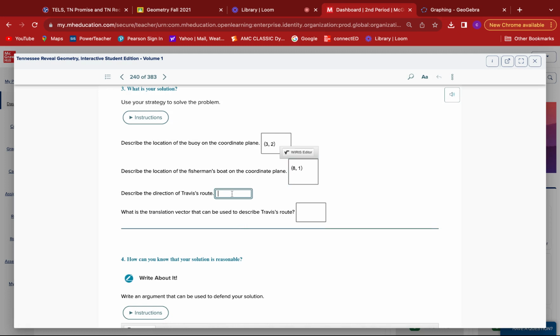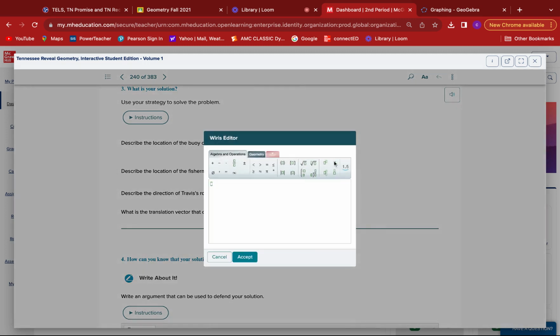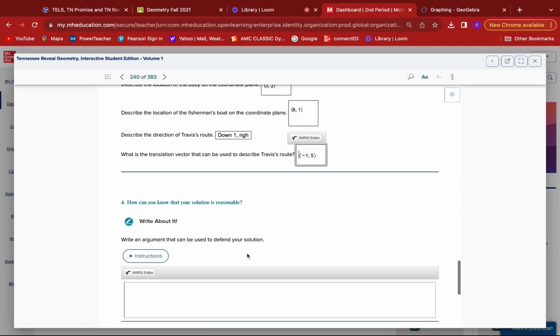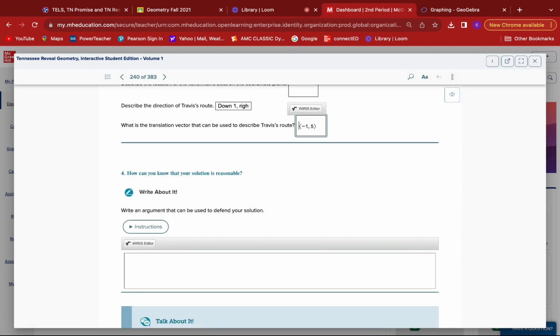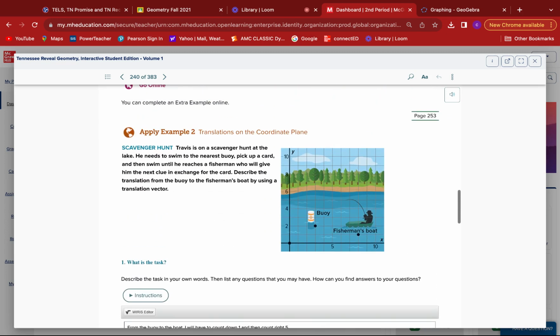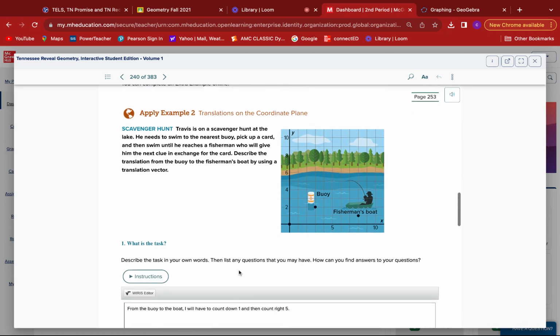Okay, describe the direction of Travis's route. All right, so that would be down 1, 5. All right, what is the translation vector? Okay, so this is where they want component form. So go back to geometry, click on the component form, and this was -1 for the down and +5 for the right. So make sure I got everything right here. We're going from the buoy to the fisherman's boat. Okay. Yep. Down 1, right 5.